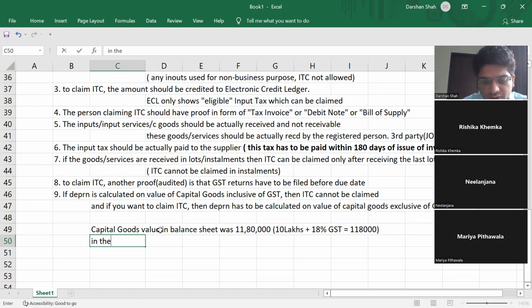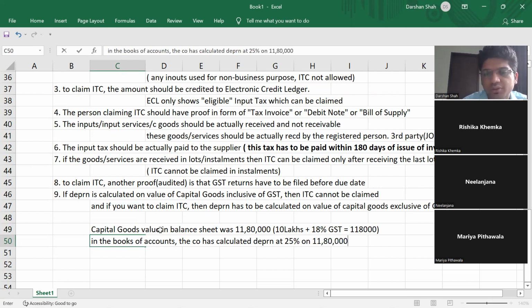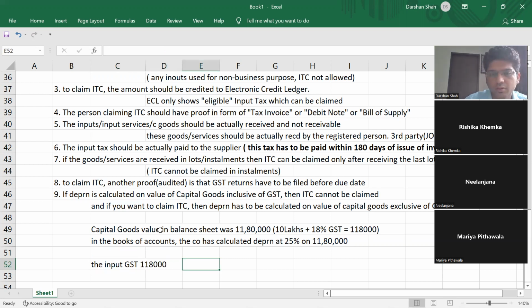So now in the books of accounts, what will happen? The company has calculated depreciation at, let us say, 25% on 11,80,000. Now what will happen to the input tax, the input GST? How much was the input GST? 1,18,000. Even though it's for furtherance of business, right?